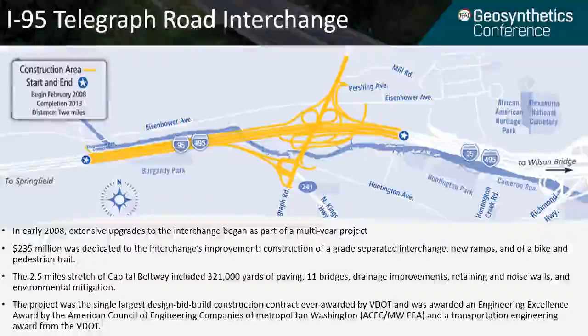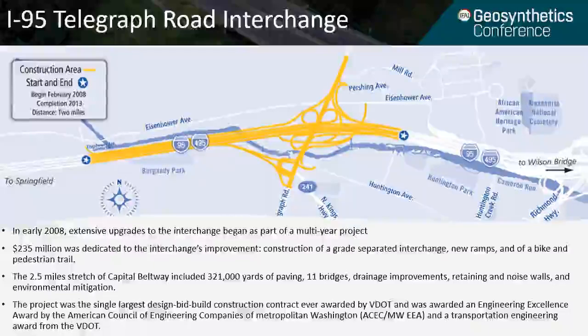The catenary method was used to calculate the tensile strength of a geogrid for a load transfer platform in the I-95 Telegraph Road Interchange project. In early 2018, extensive upgrades to the interchange began as a part of a multi-year project tied to the final phase of the Woodrow Wilson Bridge project.